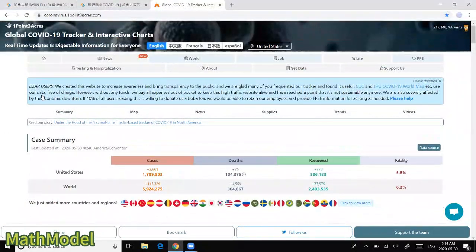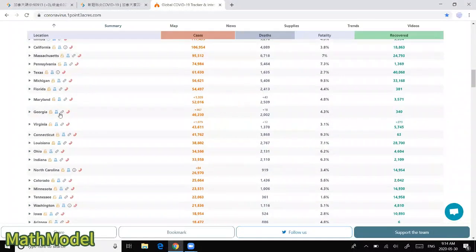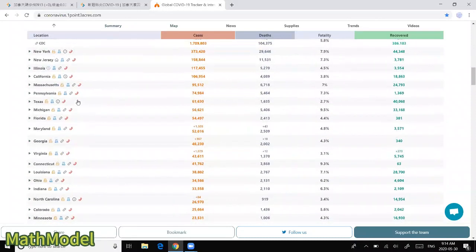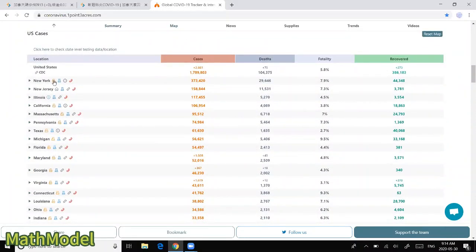Okay. I have a question. Can you scroll down to the charts? What do the icons beside the provinces mean? Oh, let's see.